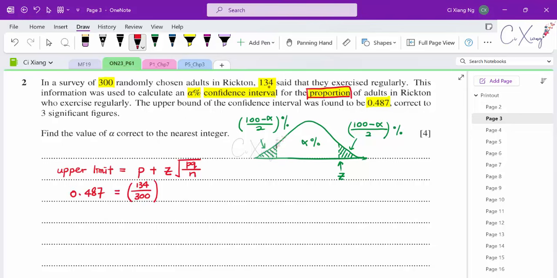This is your P, right? Then plus Z. Z we actually don't know and we want to find it out for now. Then square root, I just put it as square root. What is the P again? So P is 134 over 300.